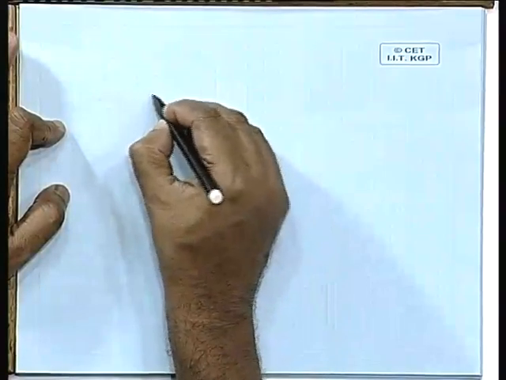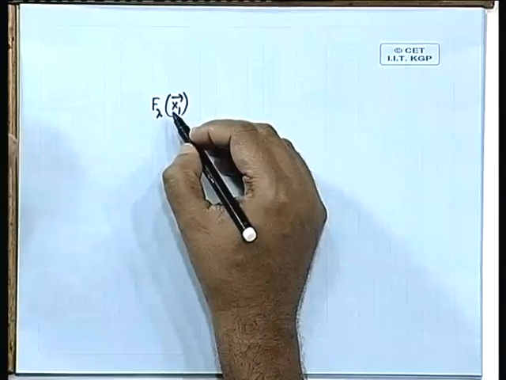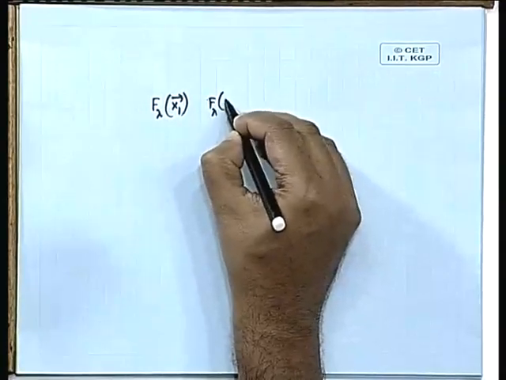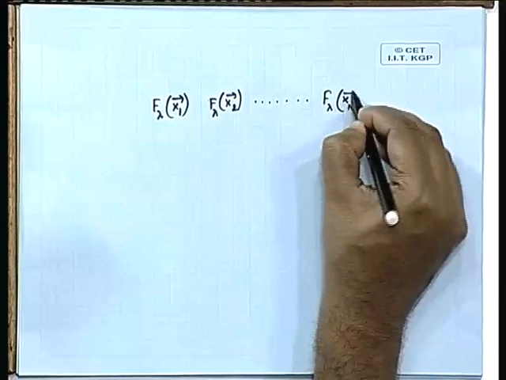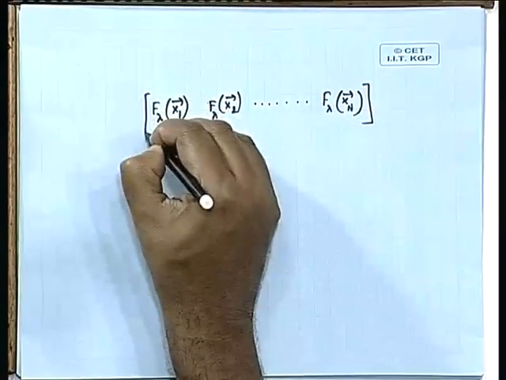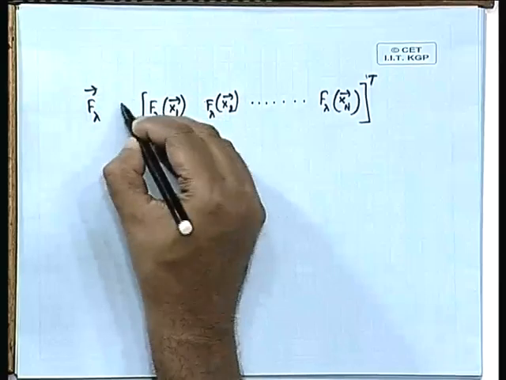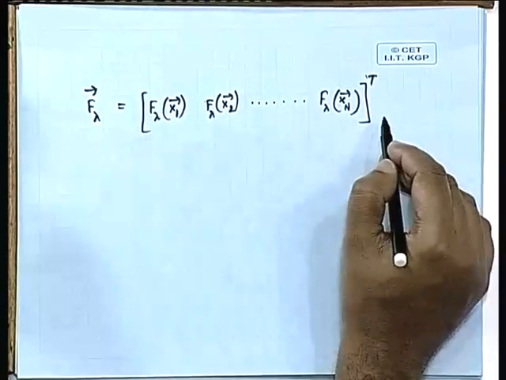We introduce some definitions. Here f lambda x1 means that it is f lambda evaluated at the point x1. Like that one can evaluate f lambda at the point x2, and up to xn. If we treat this as a column vector, then we can call this combinedly the f lambda vector. So the definition of f lambda vector is that it consists of n different elements, whose elements are the functions evaluated at n such different points.